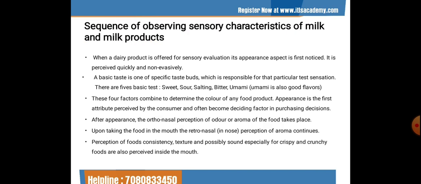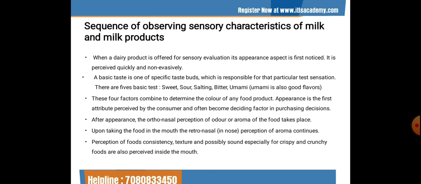Okay, the sequence of observing sensory characteristics of milk and milk products. When a dairy product is offered for sensory evaluation, its appearance is first noticed. It is perceived quickly and non-invasively. A basic taste is one of specific taste buds which is responsible for that particular taste sensation. There are five basic tastes: sweet, sour, salty, bitter, and umami. Umami is also a kind of good flavor.